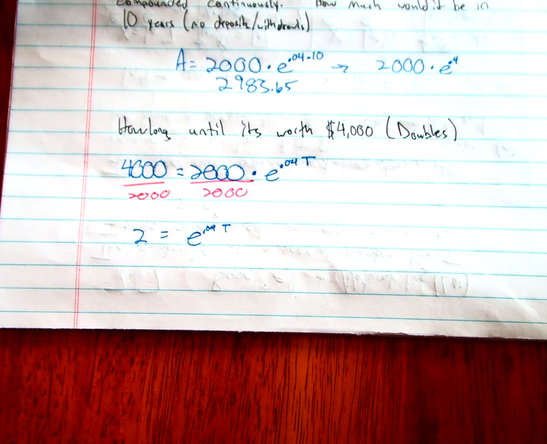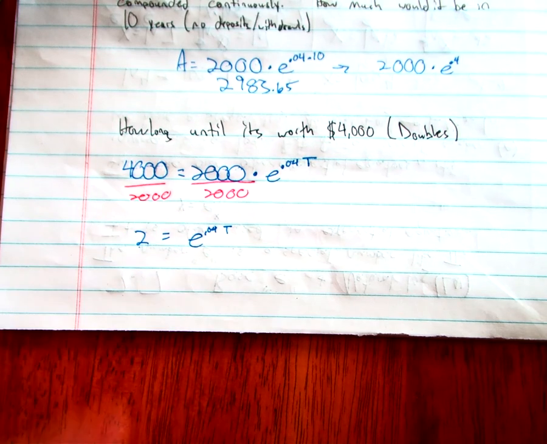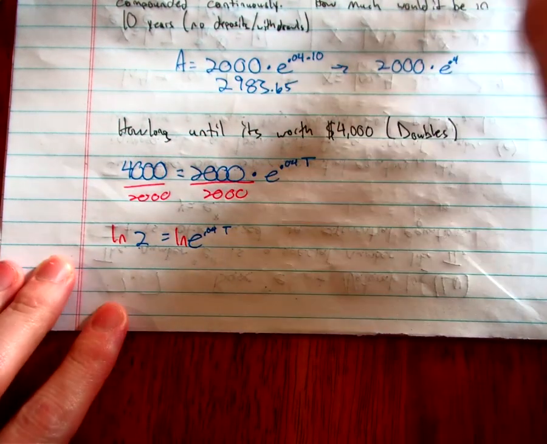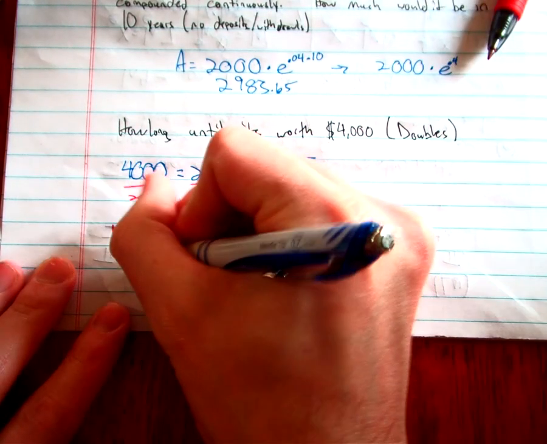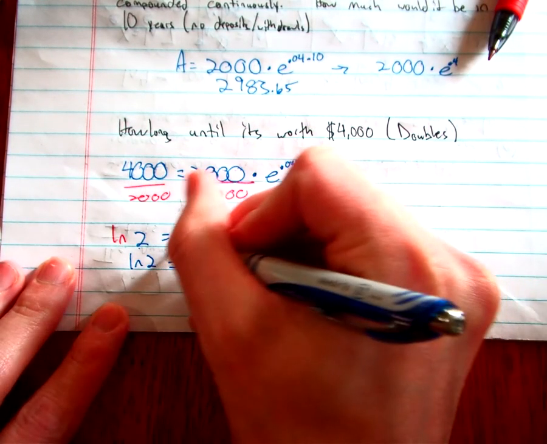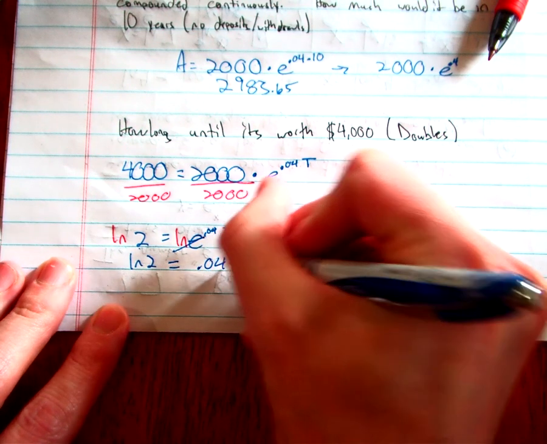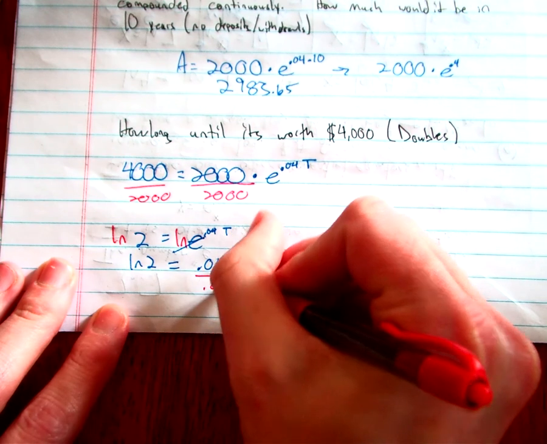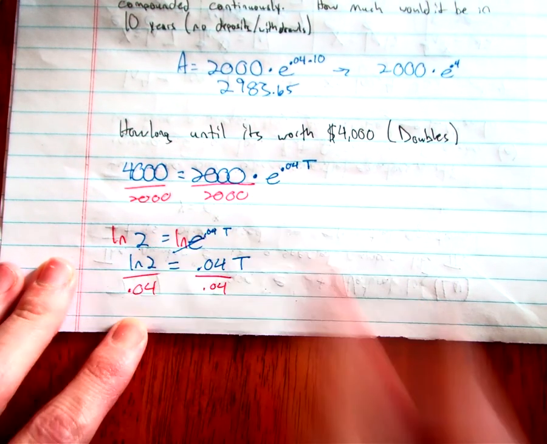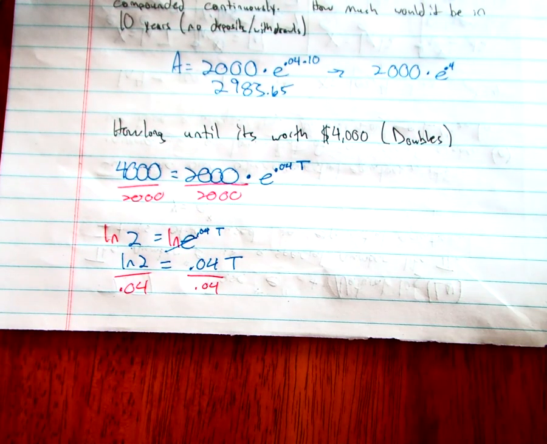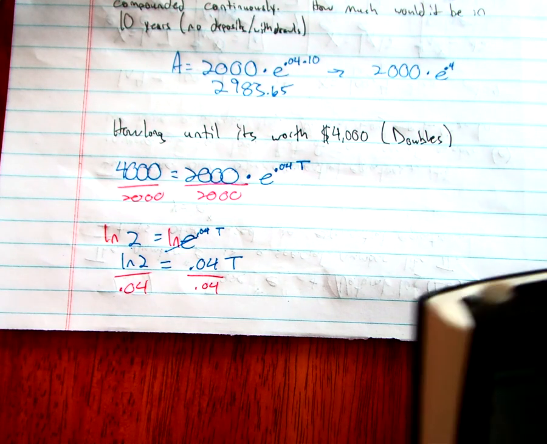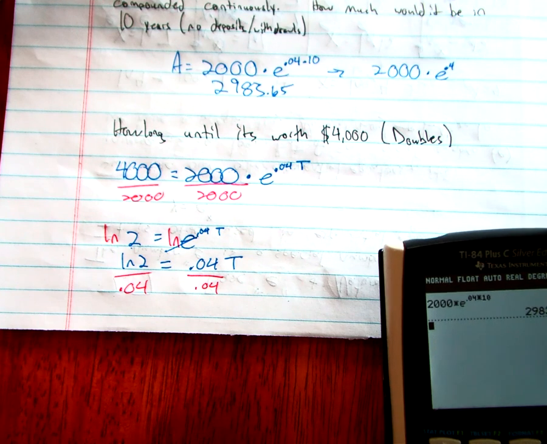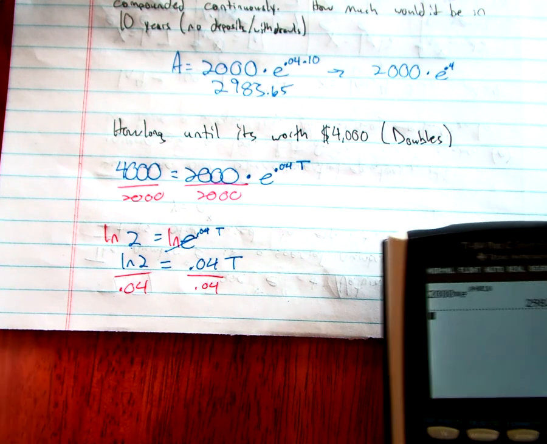Well, my variable's up top. There's nothing left over here. How do I get it down from an e? Natural log both sides. So now we have ln of 2 equals natural log, and e cancel out. We have 0.04t. Divide by 0.04, and when you divide by a very small decimal, you actually make it bigger. All right, if I divide by 2, I would cut something in half. If I divide by 1, it stays the same. If I divide by a decimal smaller than 1, it's actually going to get bigger.